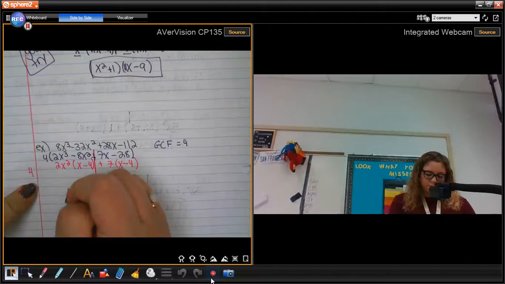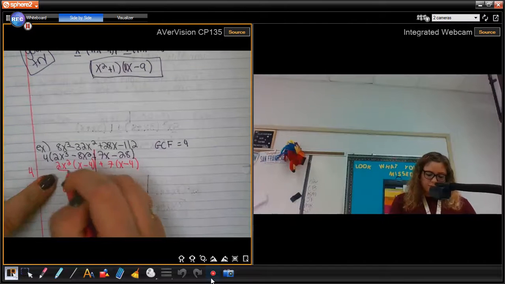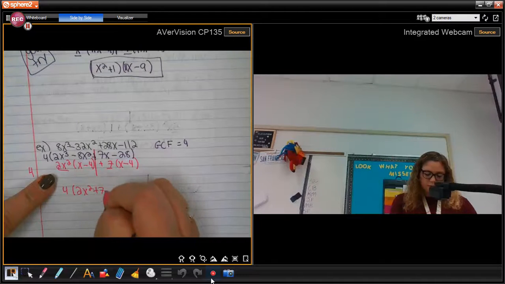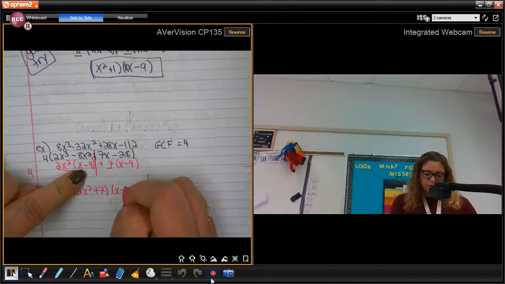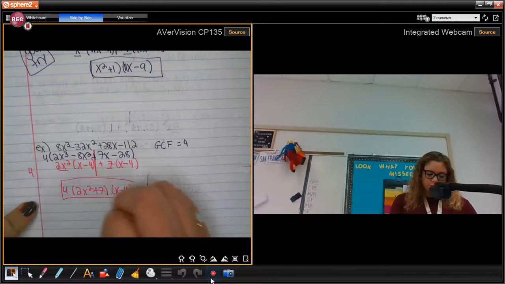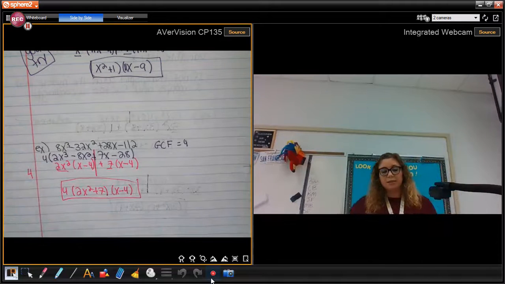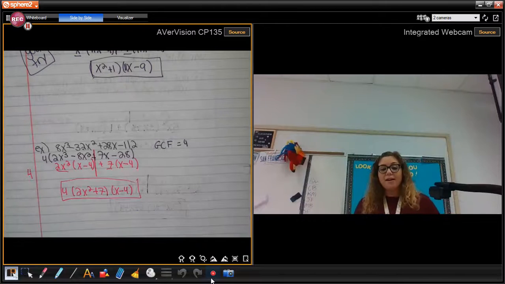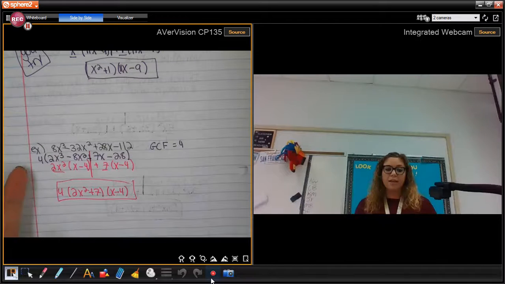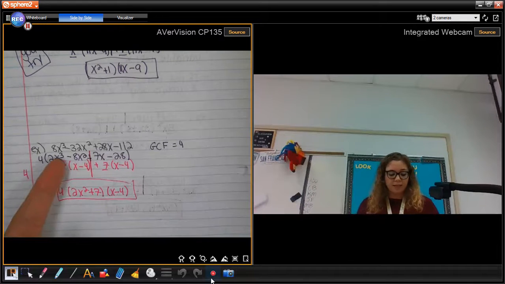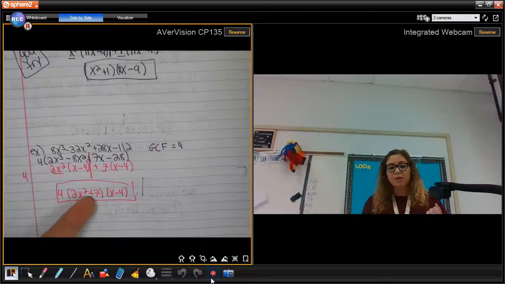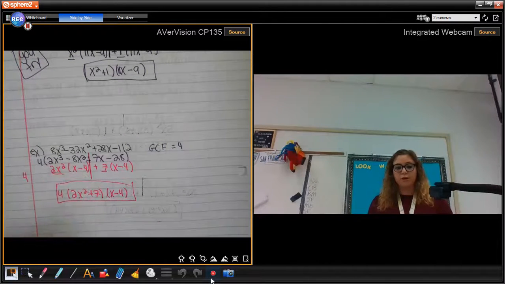Okay, this 4 would be on the outside. Put these two on the inside together. And then don't forget the x minus 4. And this is my answer. Okay? So this is an example of first factoring out the GCF and then seeing if we can factor it. Because this is not a 2 and it's not in the form we know how to factor, we're going to have to do factor by grouping. Okay?